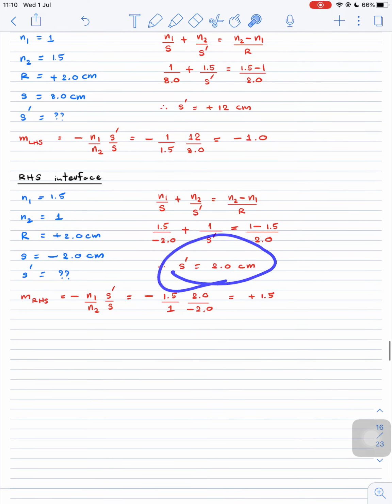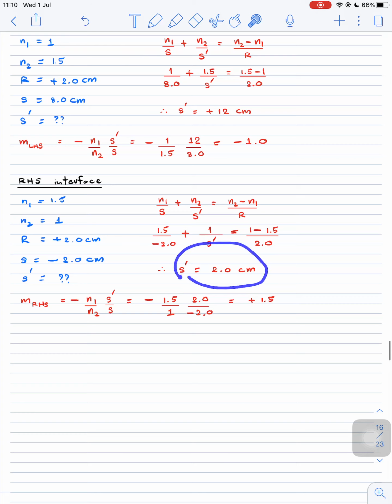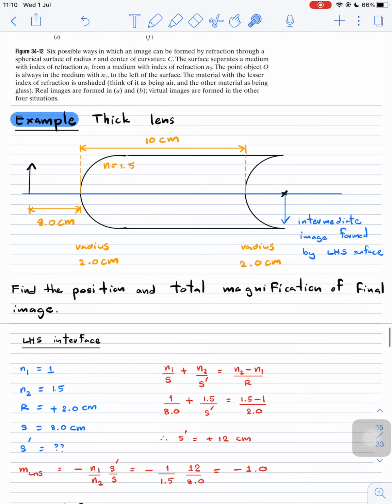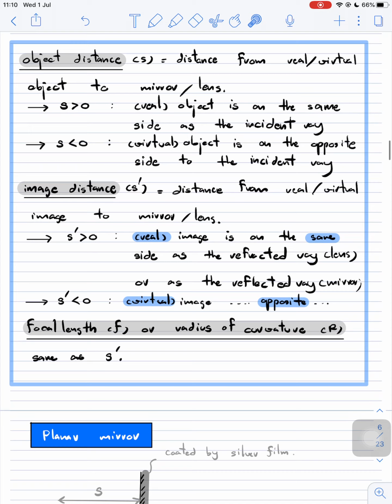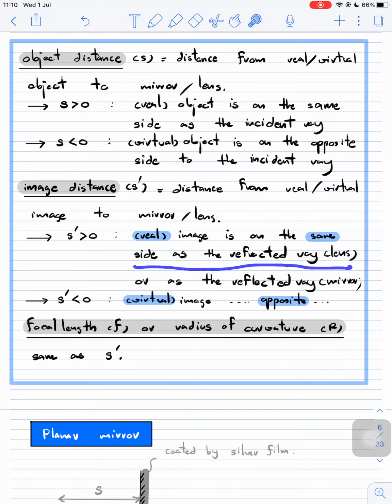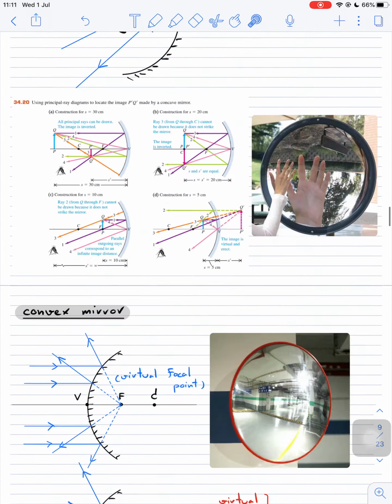So let's consider this S prime, right? The S prime is going to be the image formed by the second interface here, and also it's going to be the position of the final image. We have the S prime positive, equal to 2.0 centimeter here. From the sign convention, if the S prime is positive, it means that we have the real image, and the image is on the same side as the refracted ray.